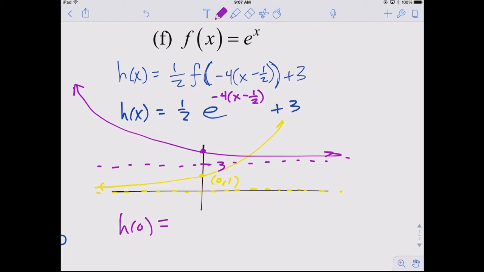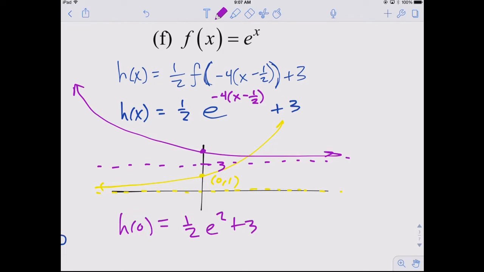h of 0. If you plug in a 0 for x, you're going to get -1/2 times -4, which is 2. So you're left with 1/2 e squared plus 3. You're going to leave it like that. Now, e squared is approximately what?